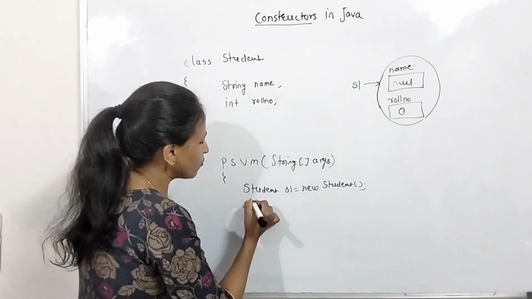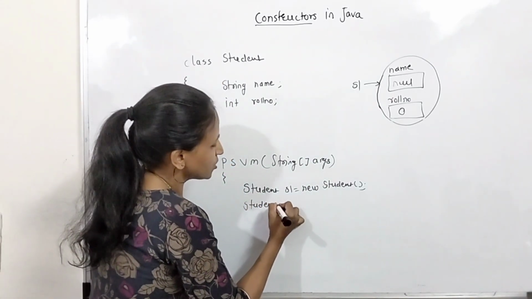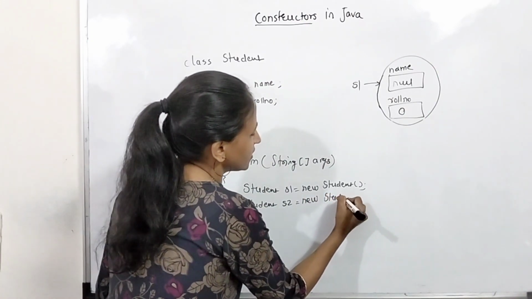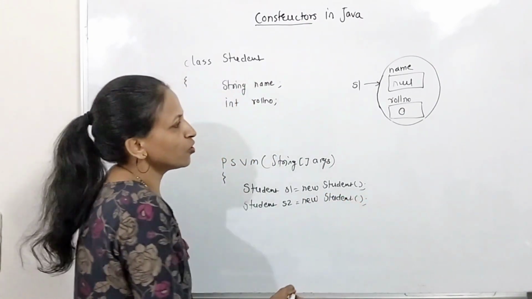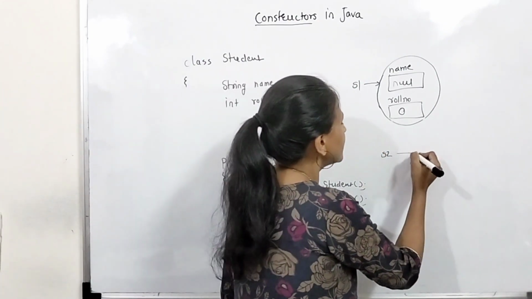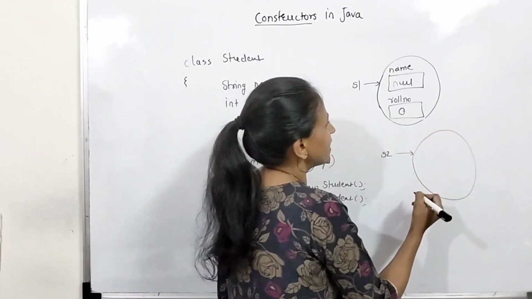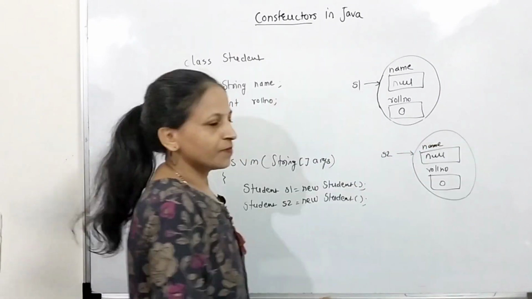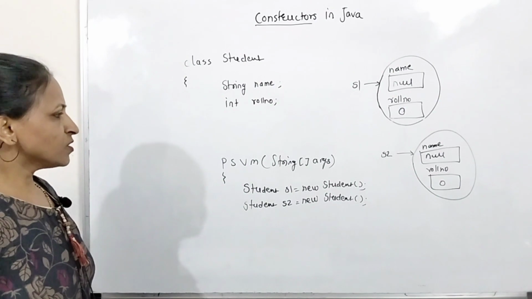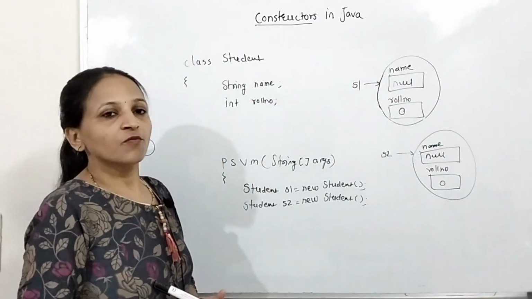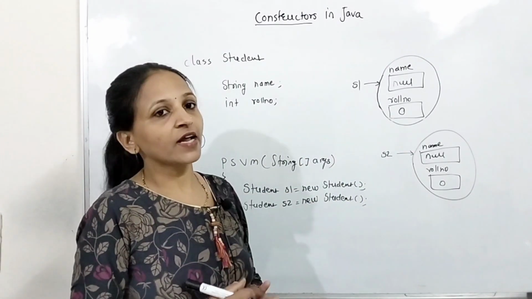Suppose I am creating one more object like Student s2 equals new Student. Now again one more object will be created. s2 is a reference, and inside memory the object will be created. It will again have a name and roll number along with it. Getting? Now suppose I just want to provide initialization for name and roll number for every object. Then what can I do?